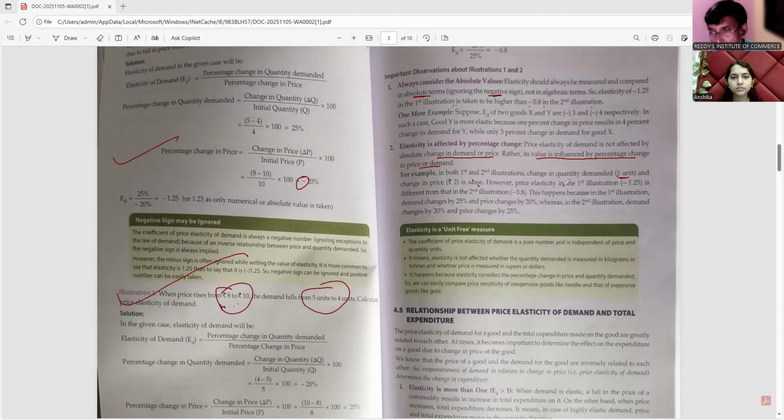However, the price elasticity in the first illustration is -1.25, and in the second illustration it is 0.8. This happened because in illustration one, demand changed by 25% and price changed by 20%, whereas in the second illustration demand changed by 20% and price by 25%. Vice versa. Just keep in mind, ignore the negative signs only when you are going to calculate the elasticity of demand.